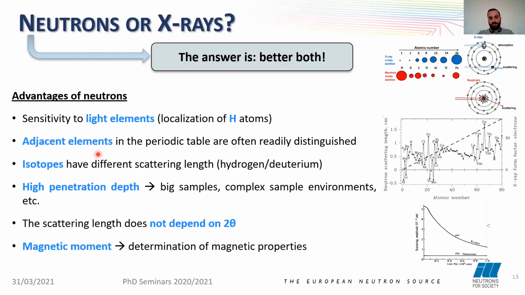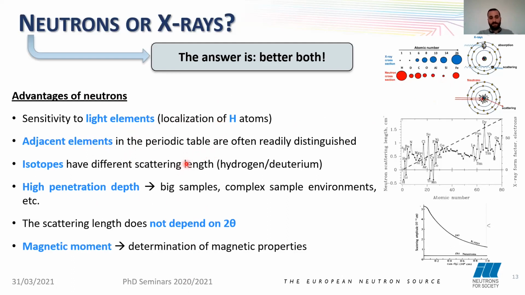However, there are some clear advantages when using neutrons that derive mainly from the interaction with matter. We all know that X-rays interact with the electron cloud, and neutrons interact with the nucleus. So neutrons are sensitive to the presence of light elements. In particular, neutron powder diffraction is very important for the localization of hydrogens in the structure, because hydrogen is a strong neutron scatterer, while with one electron, it is not very visible by X-rays.